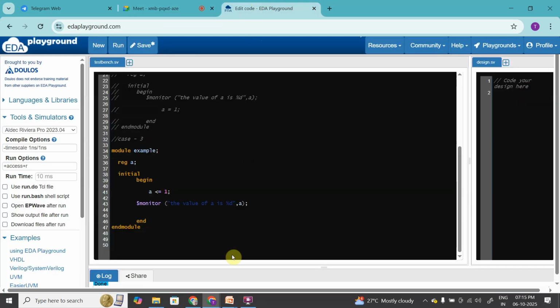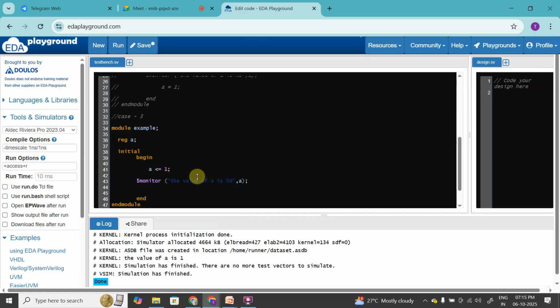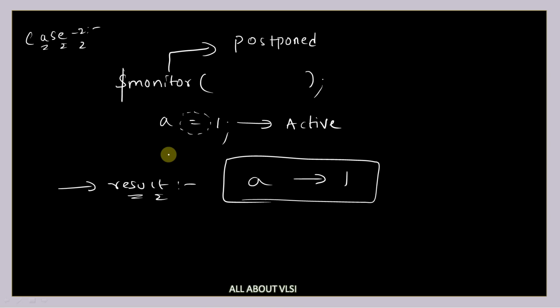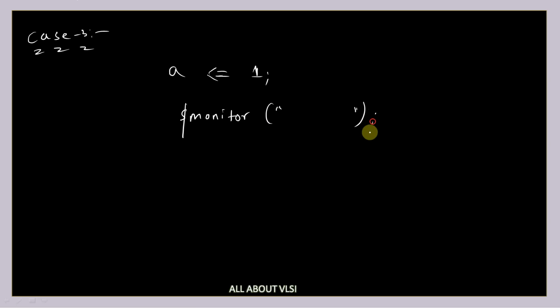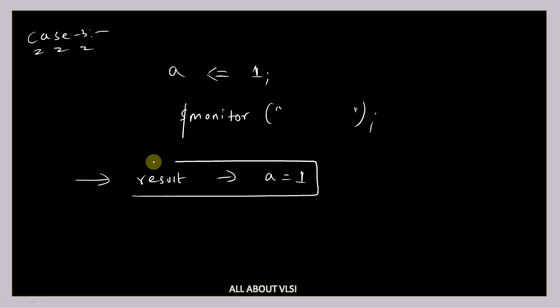1. So what is the reason 1 is printed here? The evaluation of RHS is happening at the active region, whereas updation to the LHS is happening during the NBA region. Okay, I will draw here. So let me write down the case 3 first. Coming to my case 3, I'm writing A non-blocking 1 and I'm using $monitor here. Now what is happening? I'm getting the result as A is equal to 1.